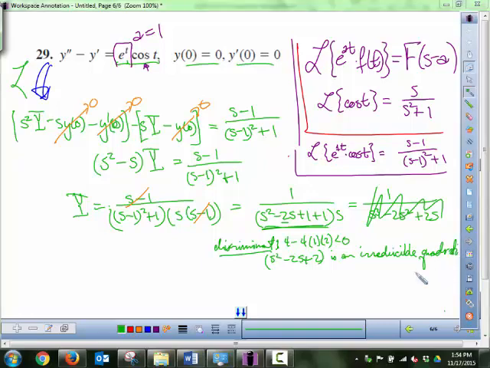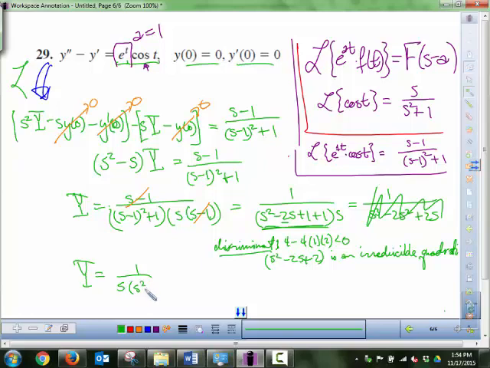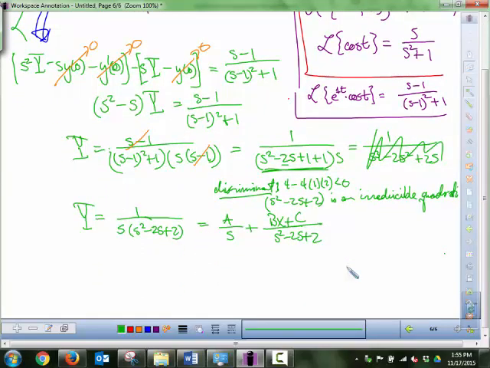And the deal with irreducible quadratics is that we can take this y is equal to 1 over s squared minus 2s plus 2, and write it as A over s. And then, going back to the rules for partial fractions, if you have an irreducible quadratic, you need a linear term up on top: Bs plus C divided by s squared minus 2s plus 2. So we'll need to solve for this.